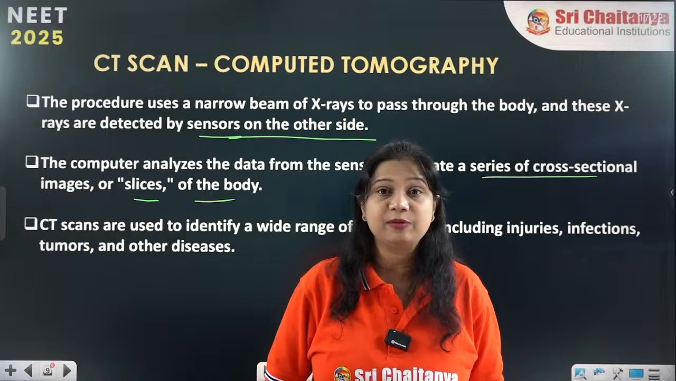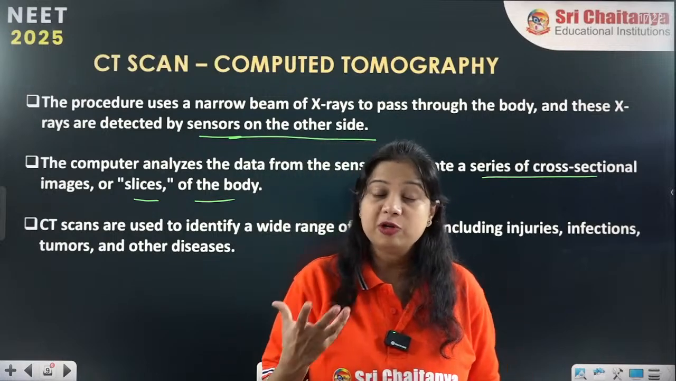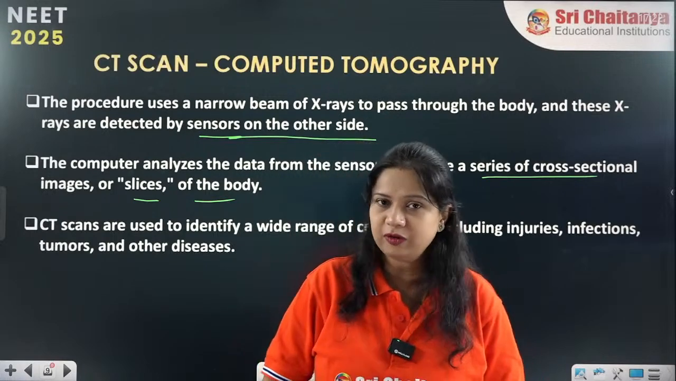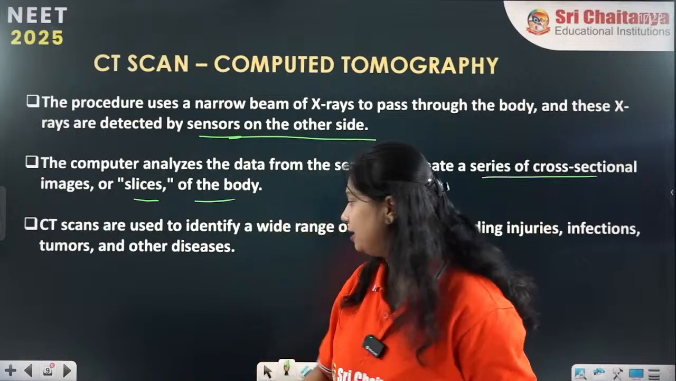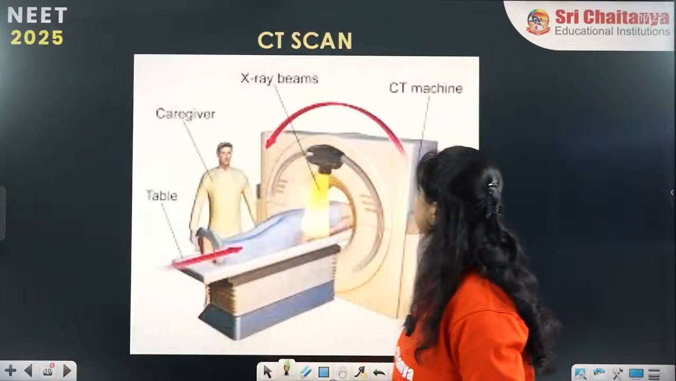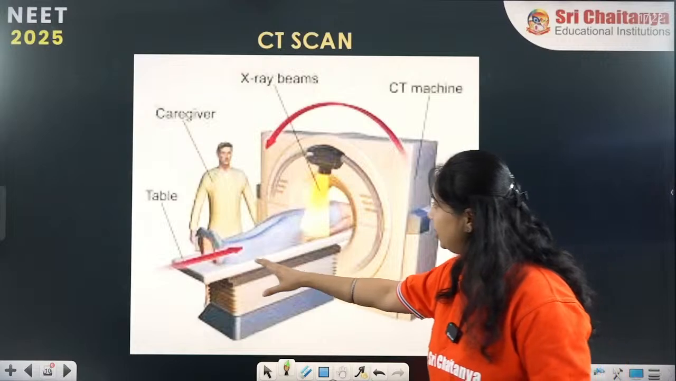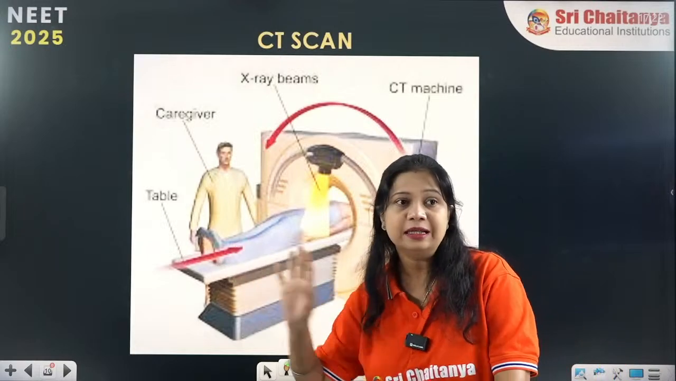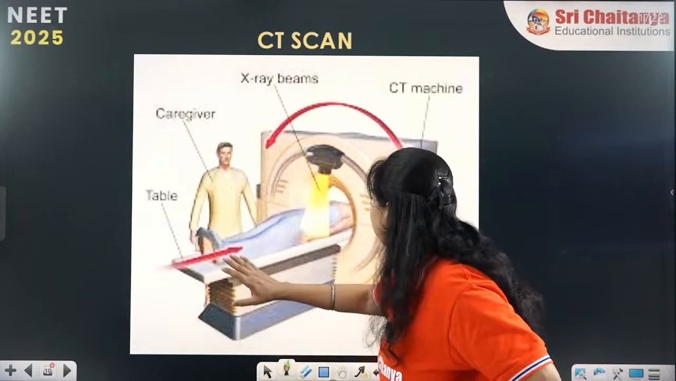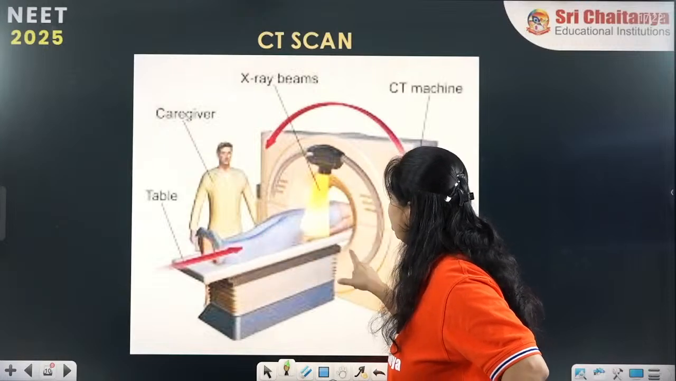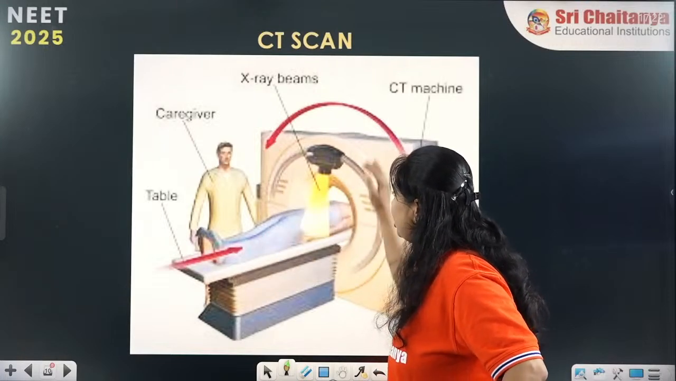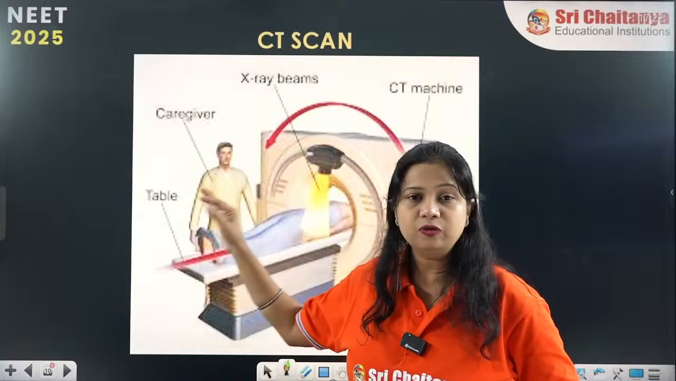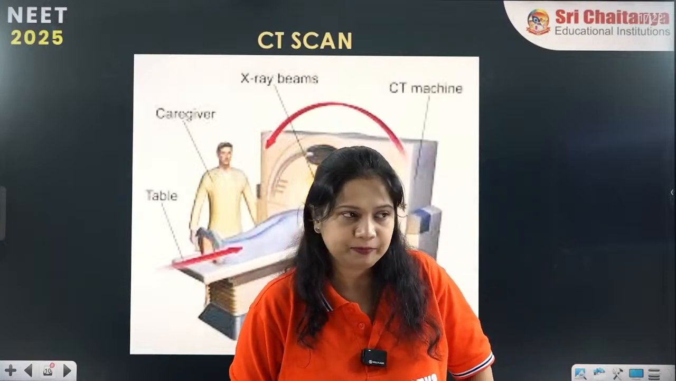Now how are these images produced? For the formation of these images, what we do in a CT scan, here is a photo of a CT scan machine. This is the table on which the patient lies down, and the patient is taken inside the machine, where X-ray beams are allowed to fall on the patient's body.